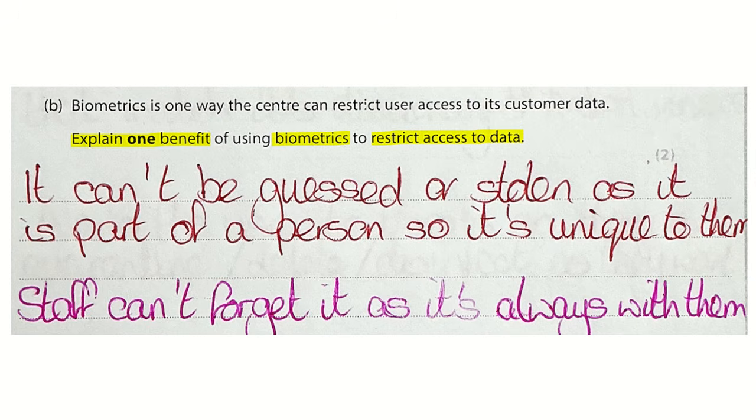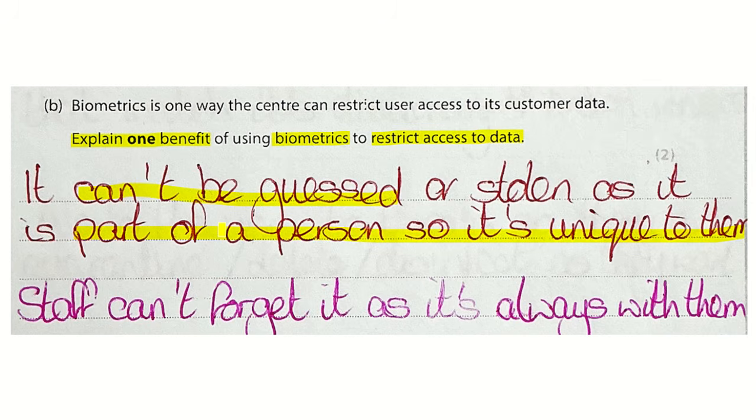So I've had a look at this and I've given you my preferred answer. The one benefit of biometrics I've got that it can't be guessed. There is my point. And then my expansion is it's part of a person, so it's unique to them. So I've got a point and an expansion for it.